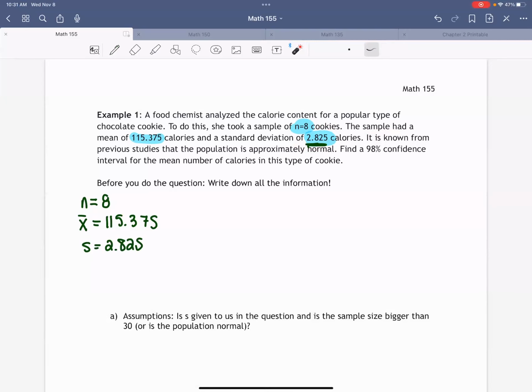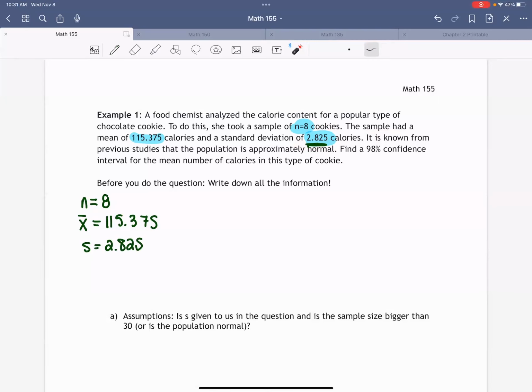Okay, it is known from previous studies. Ooh, that's our textbook's way of telling us, oh, we're talking about the population now, right? And then it says the population is approximately normal, okay? And we want to do a 98% confidence interval. So I'm going to write that down as well. Okay, so now all my numbers are written down. I actually don't need to go back to the question to figure out what goes in which spot. So we're doing good, okay?